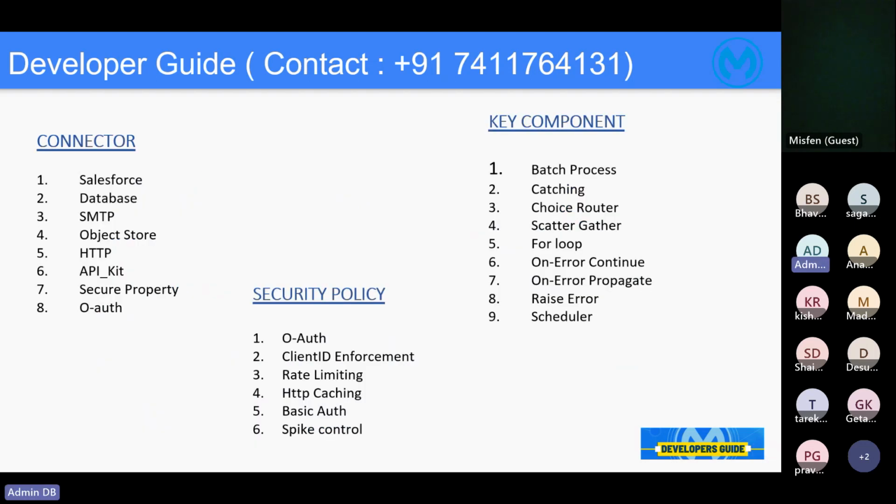So these are the key connectors, key components, and security policies we are going to cover in this particular project. Salesforce, database, SMTP, object store, HTTP, APIkit, secure property, OAuth. Then key components: batch processing, caching, choice router, scatter-gather, loop, on error continue, on error propagate, raise error, and scheduler. And the policy part: OAuth, client ID, rate limiting, HTTP basic auth, and then spike arrest. These are the key components and connectors we have.